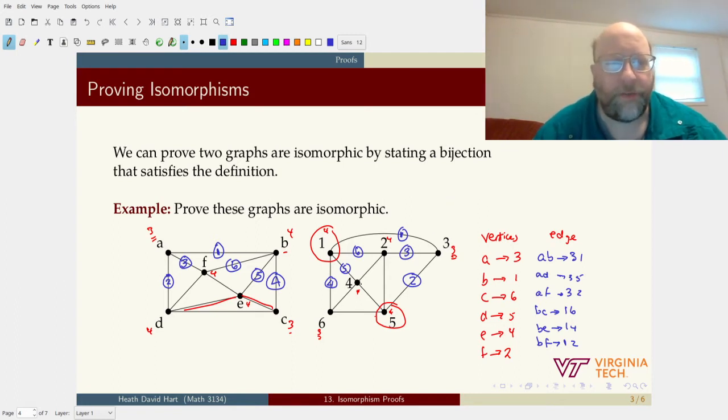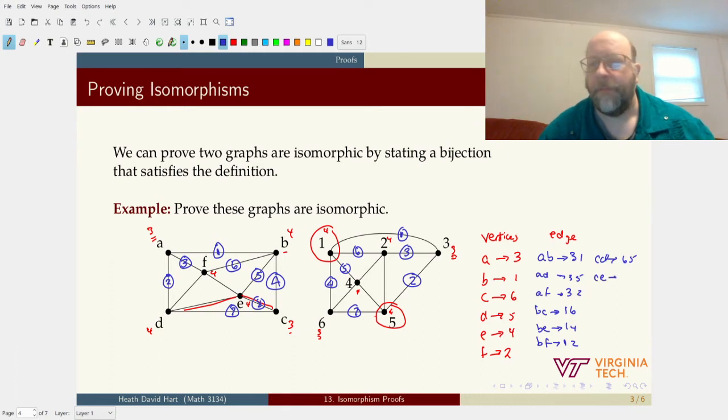All right. We don't have too many edges left. C to D. This will be my 7th edge. C goes to 6, D goes to 5. And right here is the 7th edge from 6 to 5. C to E is right here. This is edge number 8. C to E is 6 and 4. And that's right here.